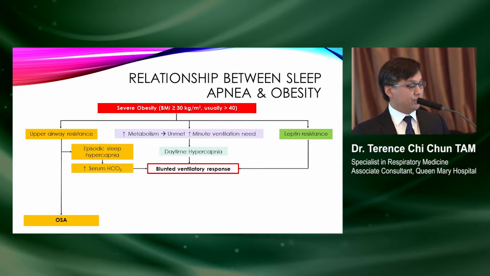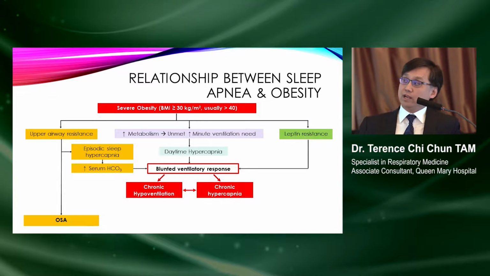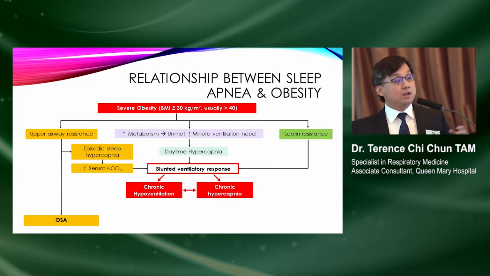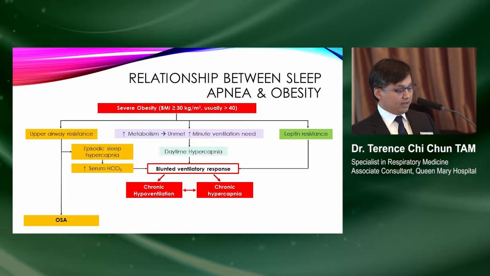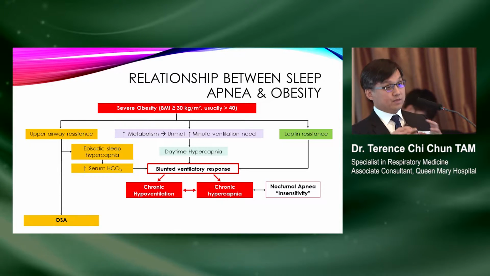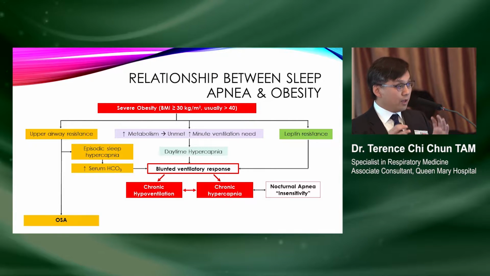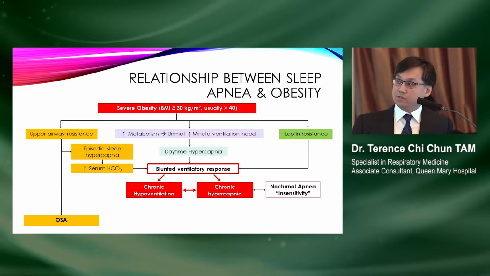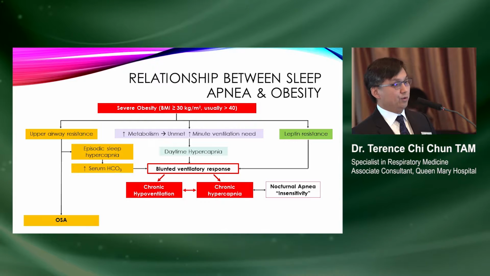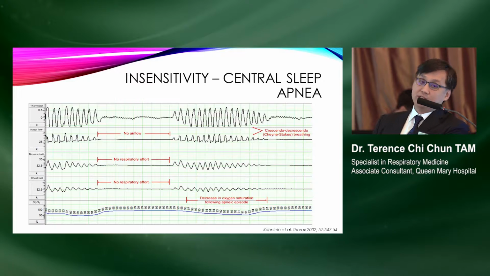So for these particular patients, when they have this blunted ventilatory response, eventually it results in chronic hypoventilation, which leads to chronic hypercapnia, and then all this together forms this particular vicious cycle. All this eventually, in terms of sleep medicine, results in nocturnal apnea insensitivity. So on top of what we talked about in terms of OSA, these patients don't feel the need to breathe, even though they are not breathing. And this is when they get this central sleep apnea.